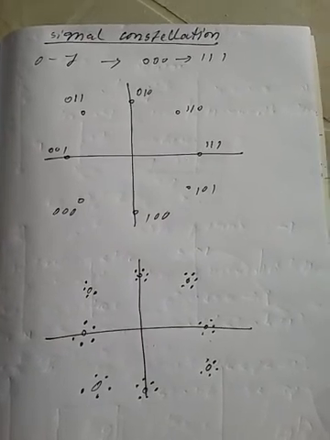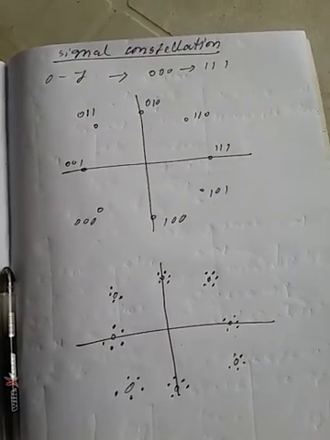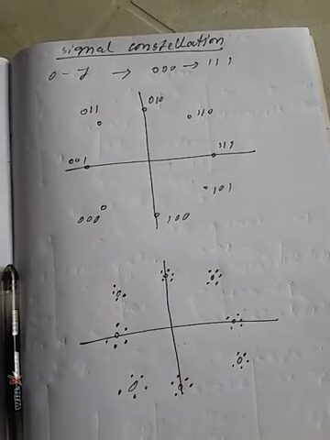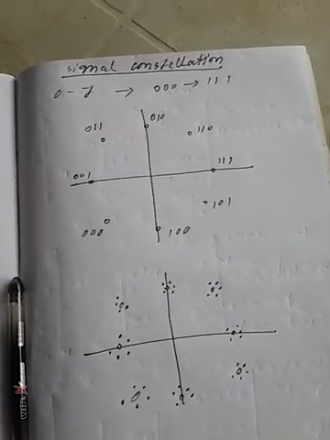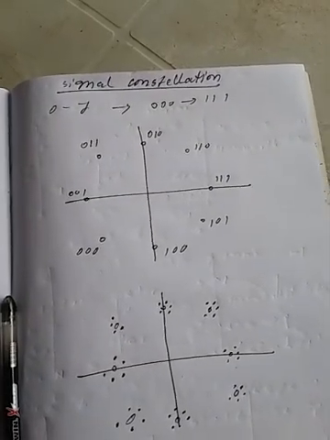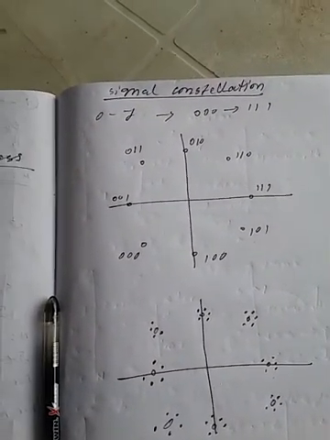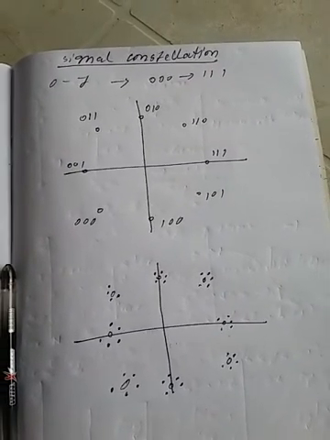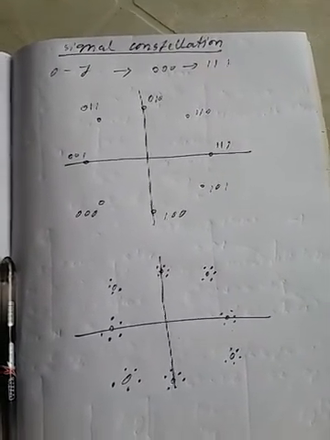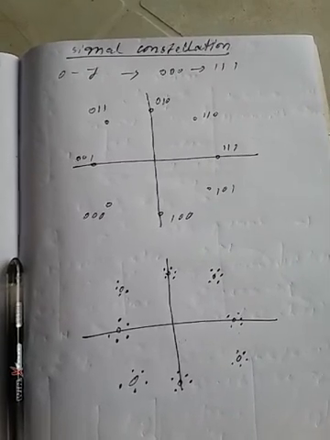So in the case of any binary digit, we can easily detect or reconstruct the signal in the receiver section. So this is basically the advantage of digital communication. So this is the signal constellation. I think it is clear to everyone, signal constellation.